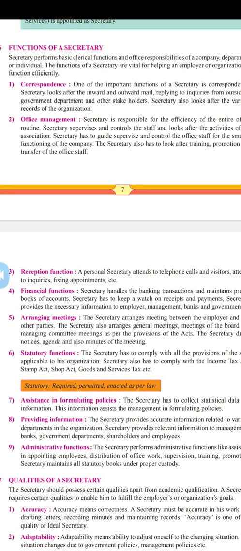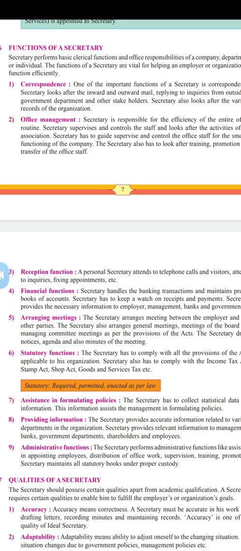Now, the second function of secretary is office management. Secretary is responsible for the efficiency of the entire office routine. Secretary supervises and controls the staff and looks after the activities of the association. Secretary has to guide, supervise, and control the office staff for the smooth functioning of a company. The secretary also has to look after training, promotion, transfer of the office staff. That means all the duties related to the office administration are performed by the secretary.